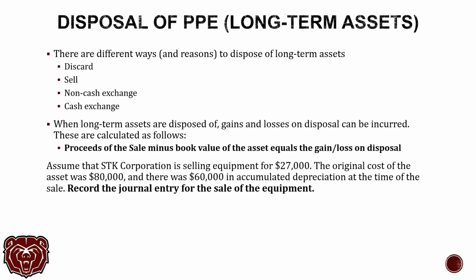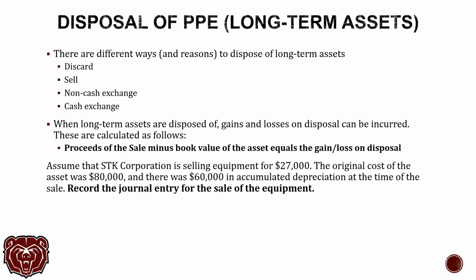Last topic to discuss is the disposal of PP&E, long-term assets, fixed assets. What happens when we sell these? What happens when we discard them? Okay. There are a bunch of different ways and a bunch of different reasons why you may dispose of your long-term assets. Has it become useless? Are you replacing it with a new one, a more efficient one? Were you able to sell it to somebody, or is it something you just have to recycle or throw away? Okay, there are a lot of different reasons and a lot of different ways to dispose of assets. Typically in this class, we're going to discuss selling the asset as the form of disposal.